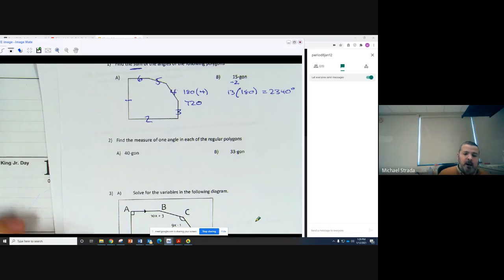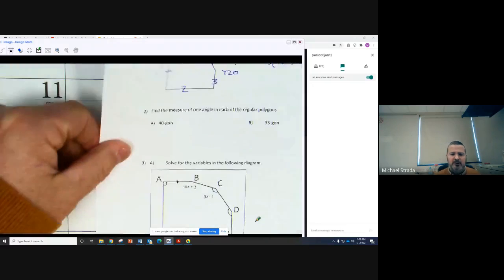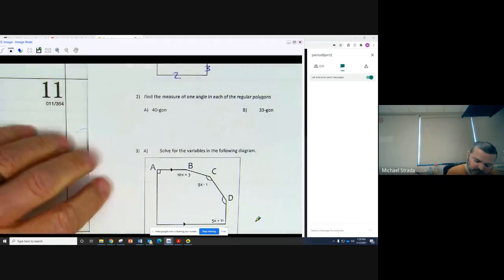Now, I'm going to walk through how you do it with exterior angles rather than interiors. We did it with the interiors. I'm going to show you how to do it with exteriors because I think it's a more straightforward method, and then you can just pick which one you want to do.